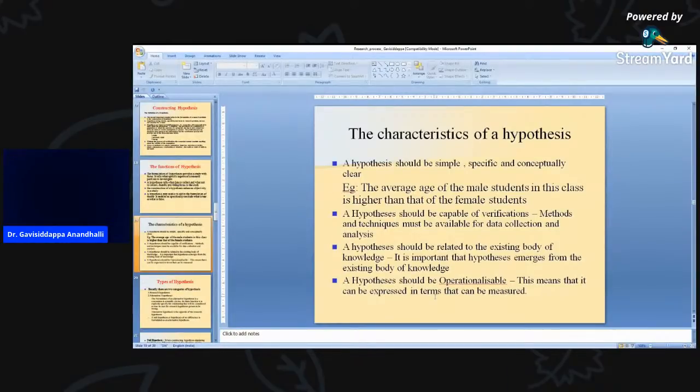Hypothesis should be capable of verification. Methods and techniques must be available for data collection and data testing. Hypothesis should be related to the existing body of knowledge. It is important that hypothesis emerges from the existing body of knowledge.